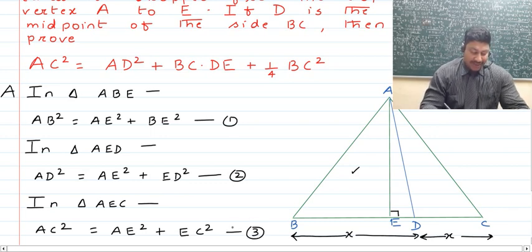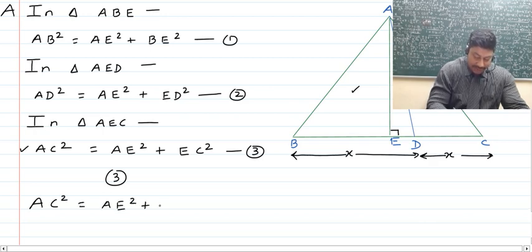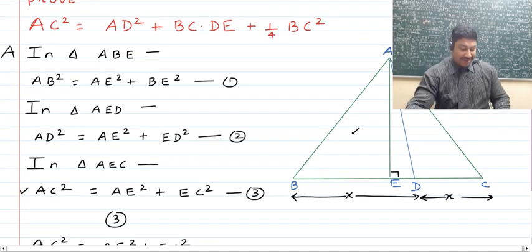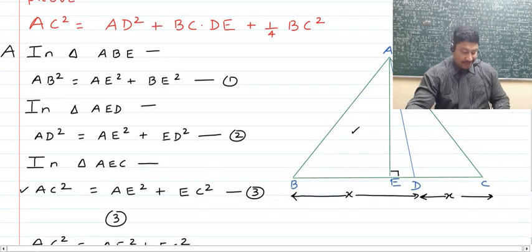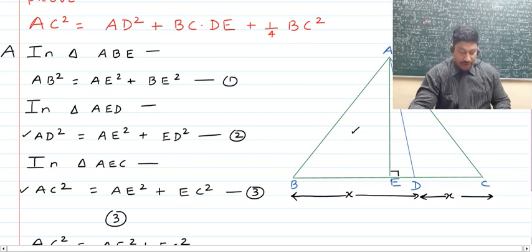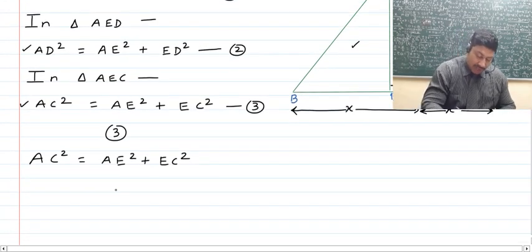Now as we require AC square, we will be picking up the third equation that we've made, that is AC square is equal to AE square plus EC square. Now remember, what we require on the right hand side is AD square, right? And as you can see, AD square is there in the second equation. So now we're going to use the second equation, and now we will be keeping here the value of AE square, right?